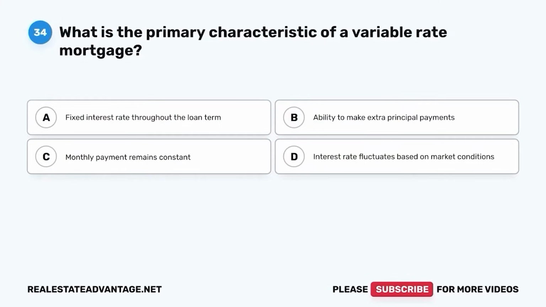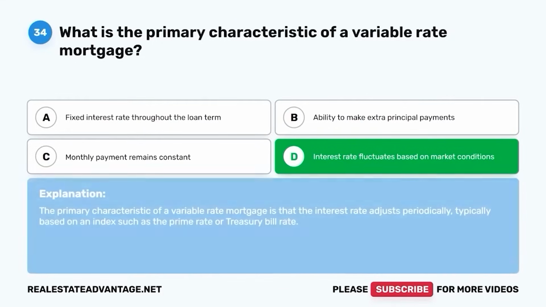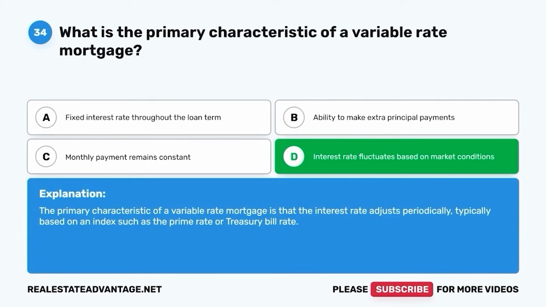Question 34. What is the primary characteristic of a variable rate mortgage? A. Fixed interest rate throughout the loan term. B. Ability to make extra principal payments. C. Monthly payment remains constant. D. Interest rate fluctuates based on market conditions. The correct answer is D. Interest rate fluctuates based on market conditions. The primary characteristic of a variable rate mortgage is that the interest rate adjusts periodically, typically based on an index such as the prime rate or treasury bill rate.